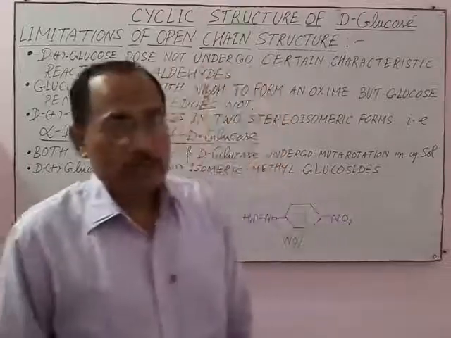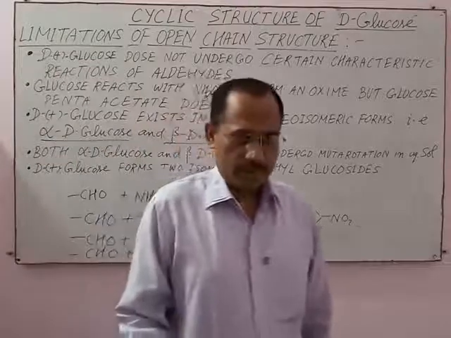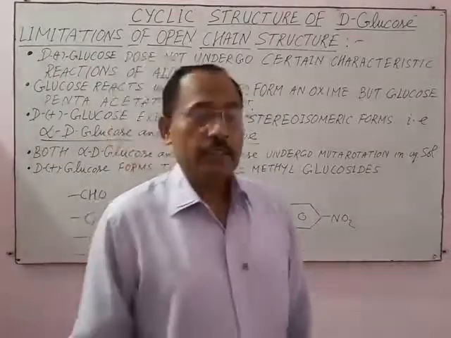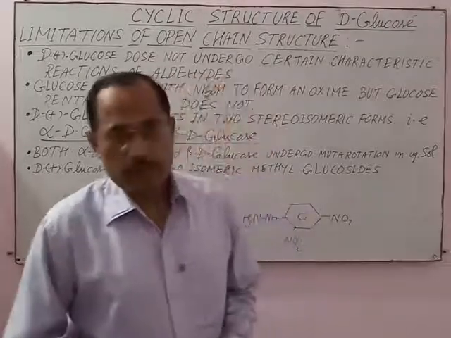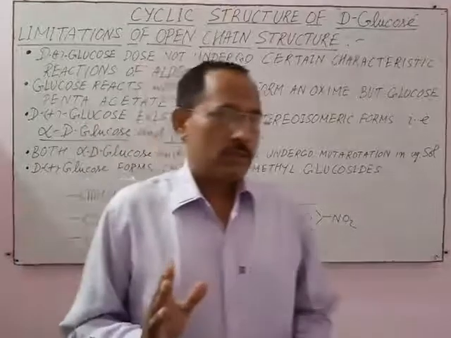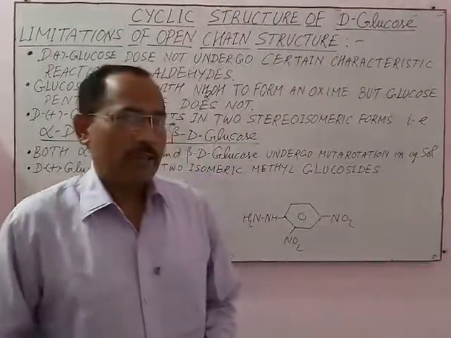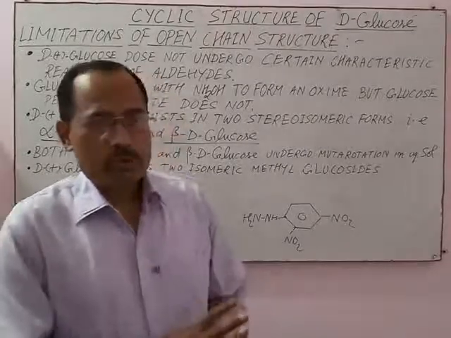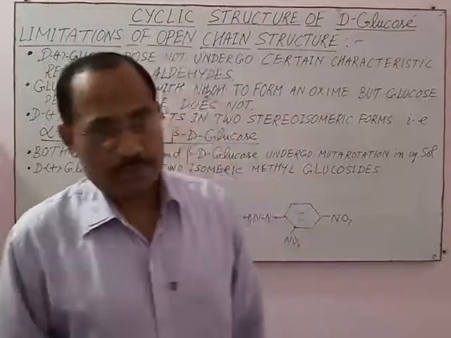Since glucose is unable to give a positive Schiff test, a positive 2,4-DNP test, and it is also unable to form an addition product with sodium bisulfite and ammonia, this indicates that glucose does not contain a free aldehydic group.